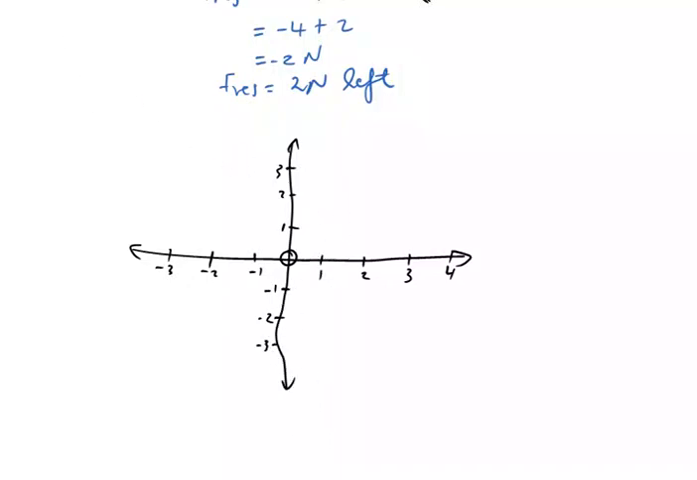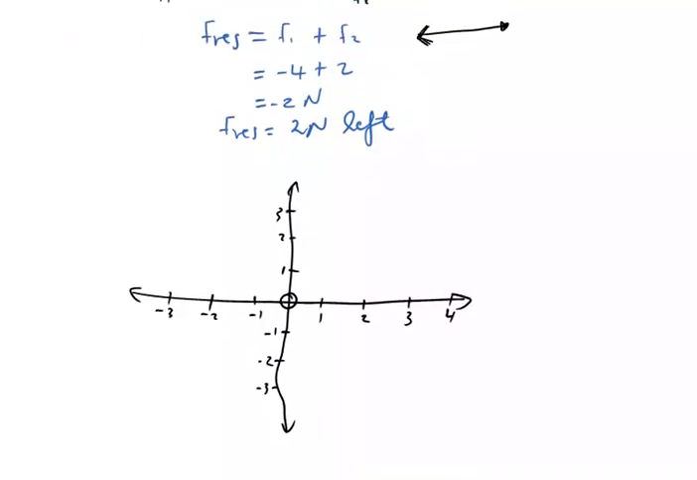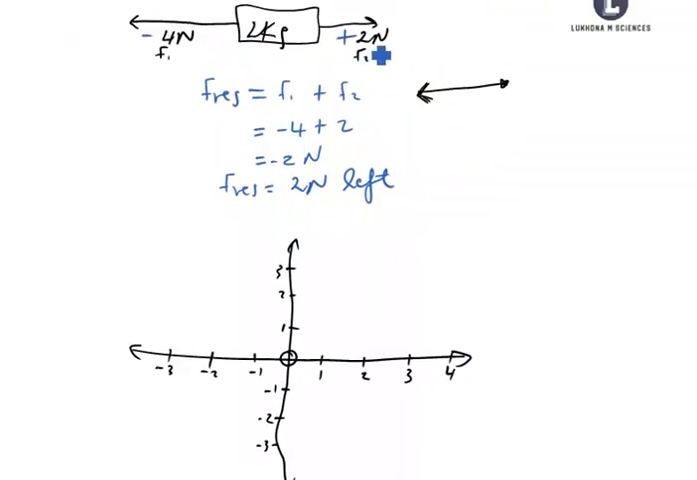Now we are about to represent the vectors on a Cartesian plane. Let's just use this example we have here. Now we have what? 2 newtons to this positive side. So which means we are going to draw from 0 to 2.